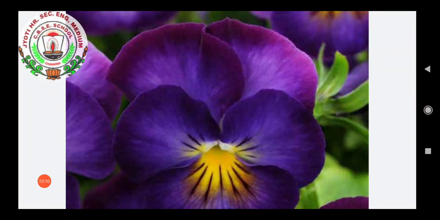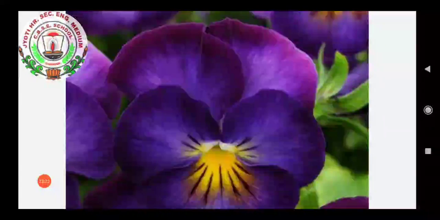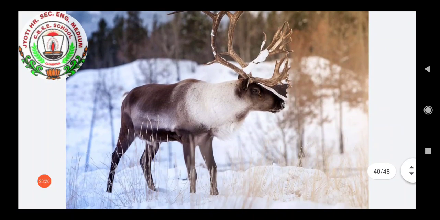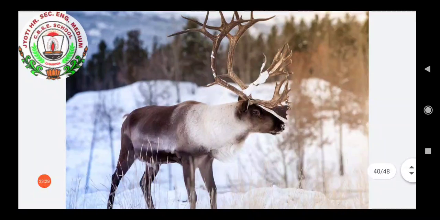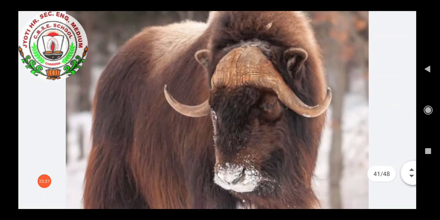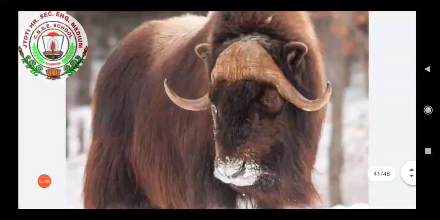So these plants are adapted to the extreme conditions prevailing in the region. During the long winter, seeds lie beneath the snow and sprout when it warms up again. Now we'll talk about the wildlife. Among the common herbivores are the caribou and the musk ox. This is the picture of the musk ox.